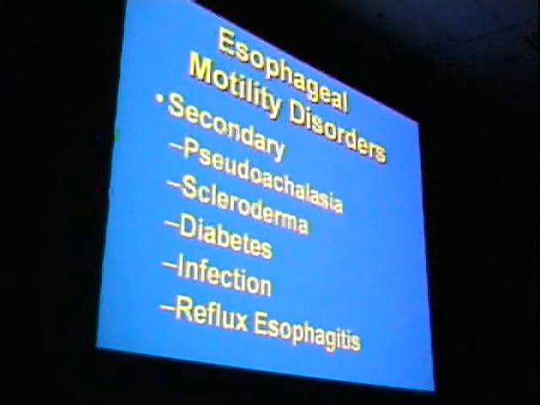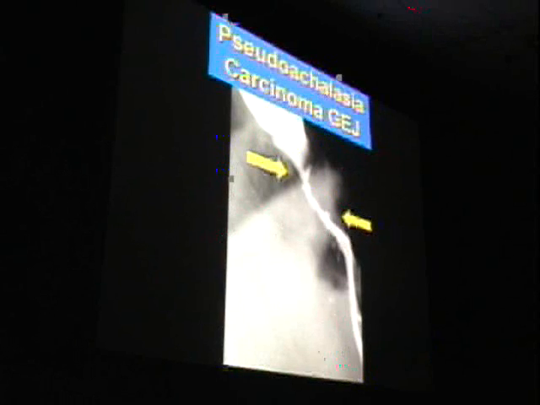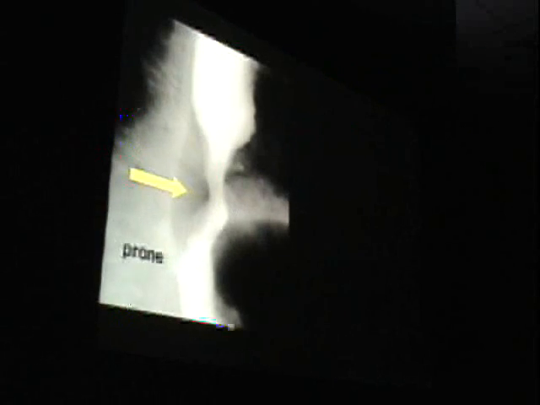Now, there are other things that can produce esophageal motility disorders, as listed here, and many of these things are systemic diseases. And even severe reflux can produce severe motility disorder, basically due to the inflammation of the esophagus. Here's somebody with a lower esophageal stricture, and this is pseudoachalasia due to carcinoma. And this patient had altered motility, but the real problem was down here at the GE junction.